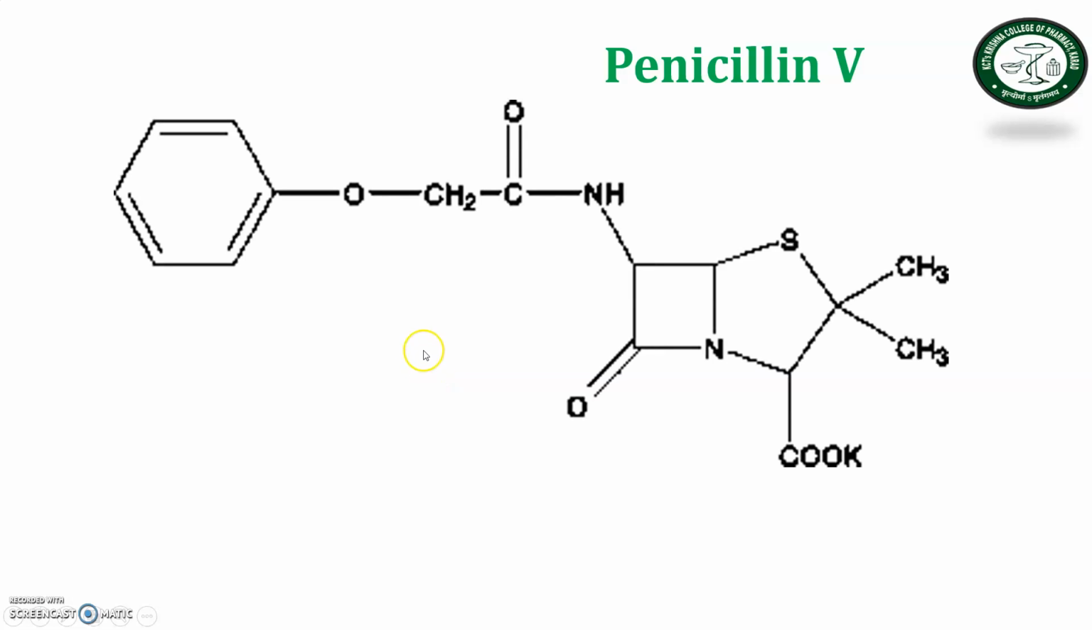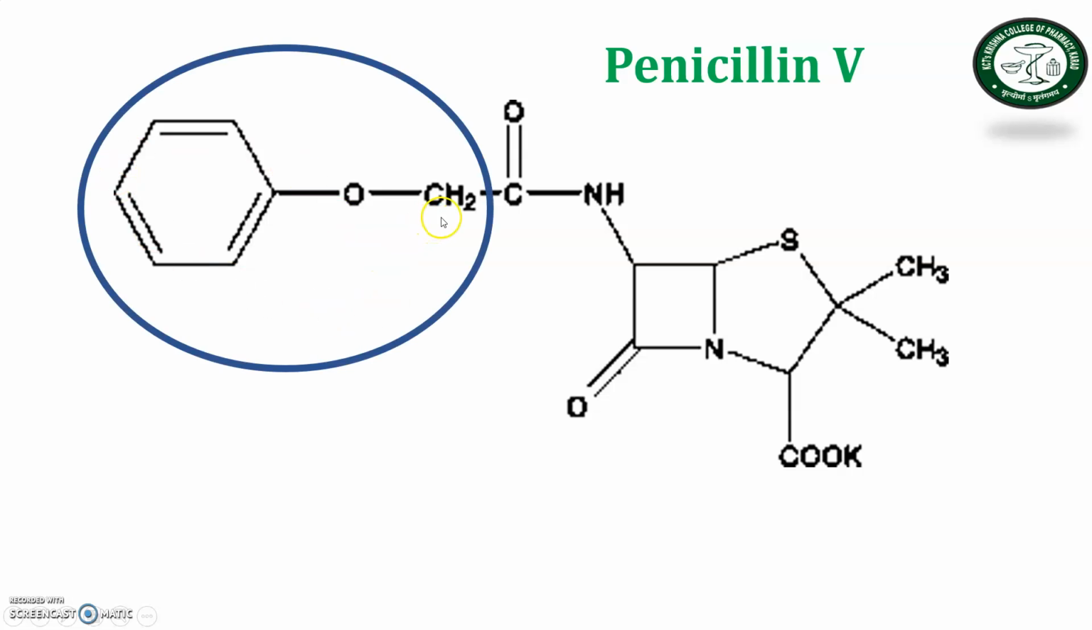Similarly, the next structure is penicillin V. It is also called phenoxymethylpenicillin. Here is the structure of penicillin. If you see the diagram, there is the presence of the penam ring. Just the substituent present at number 6 differs, but there is a very simple difference. There is the presence of O and a phenyl ring.